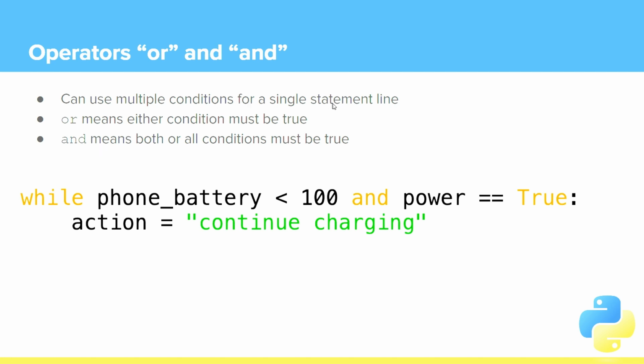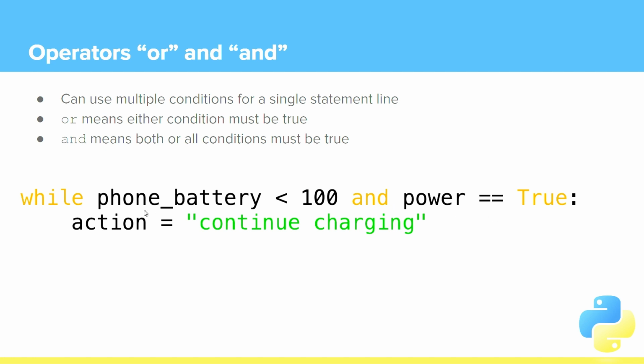So we can use multiple conditions for a single statement, as we see here, just trying to make it a real world example. While phone battery is less than 100 and power equals true, so let's say we have power at the electrical outlet, then action is assigned continue charging, or we could say variable name continue charging equals true, or something along those lines. And we could even call a function here. That would probably be more appropriate, but we haven't learned functions yet. But we would just execute this continuously until phone battery became 100, so it was not less than 100, or if the power became false.